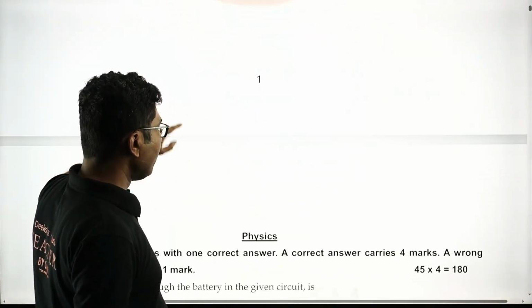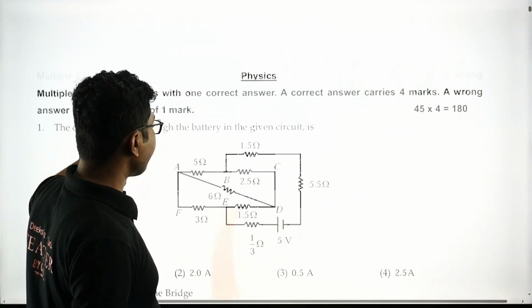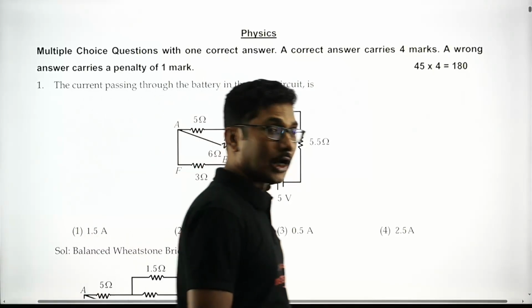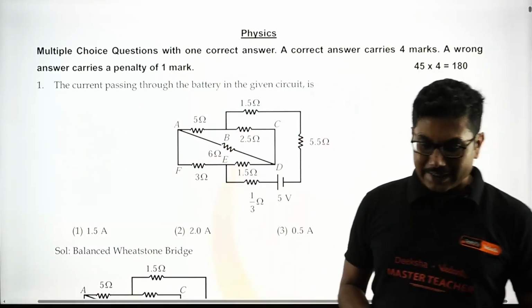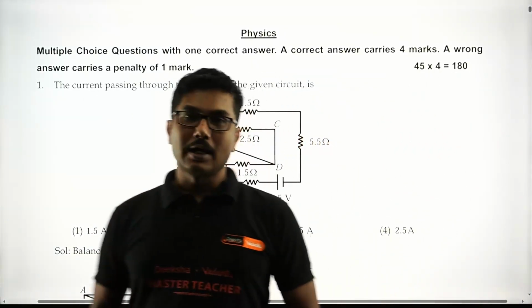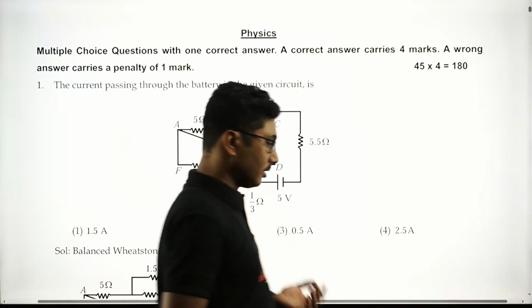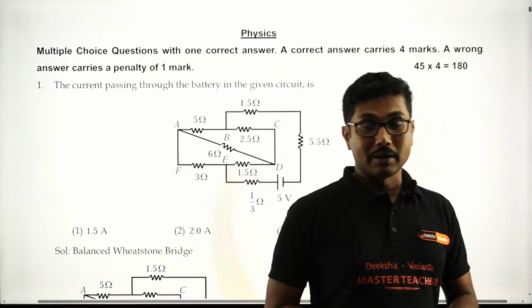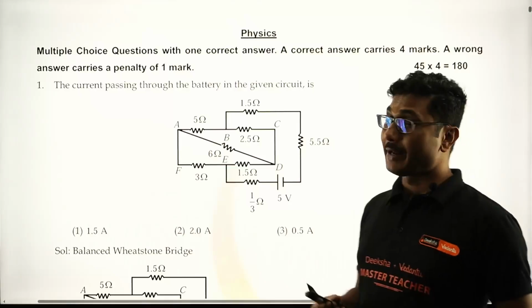Right now, today I am going to discuss the physics questions from question number 1 to 45. The paper set is M2. If you are not sure which paper code I am discussing, it is paper code M2.